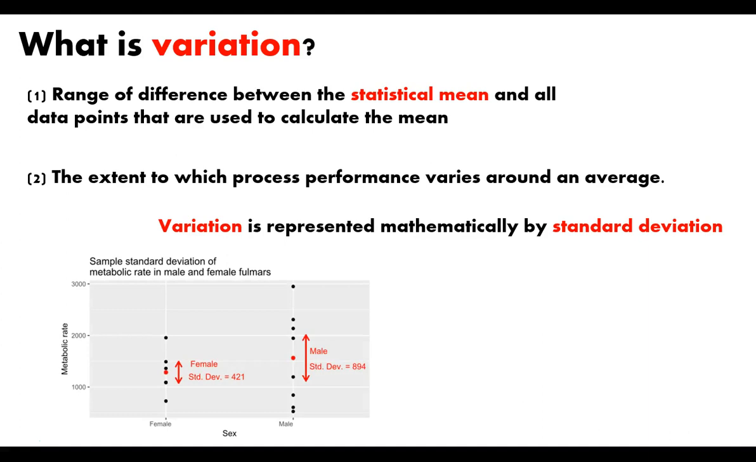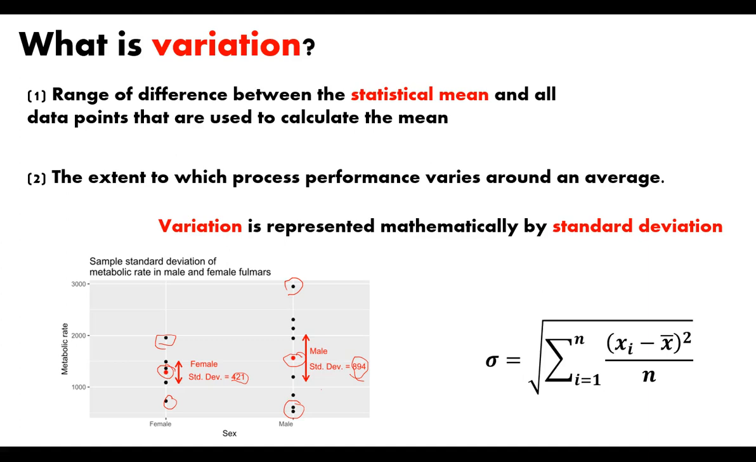Now here's another example, kind of goes back to what I was saying. Here you have male and female fulmars, and you're looking at the metabolic rate. You can see the average between the two is not all that great. However, the standard deviation is more than double for the male fulmars than for the female, meaning the spread is much wider. So there's a tighter grouping around the females than around the males. So that's the power of standard deviation. It lets you know that this population is a lot less predictable than this population.